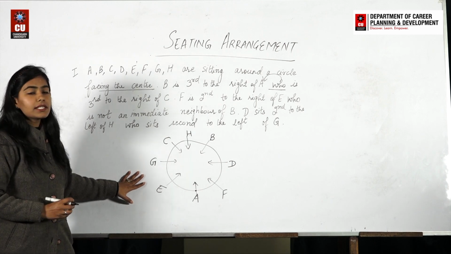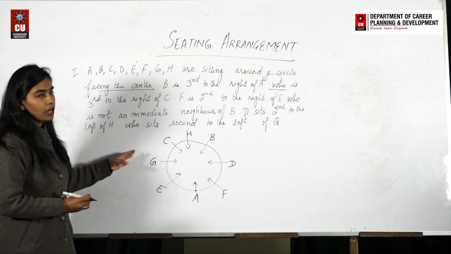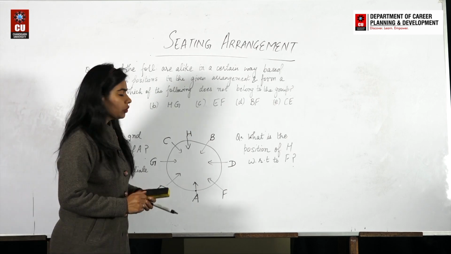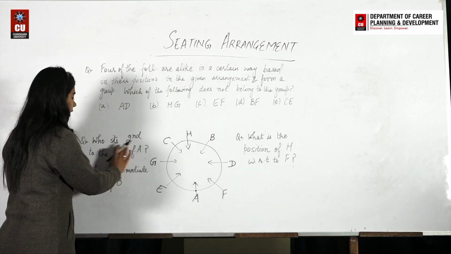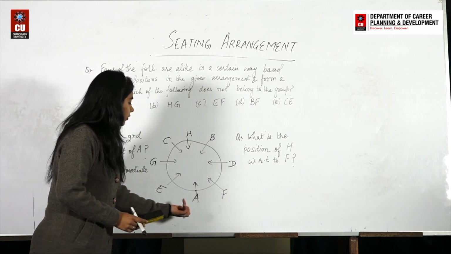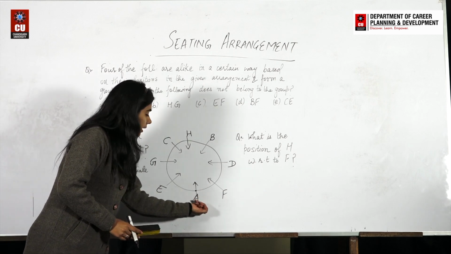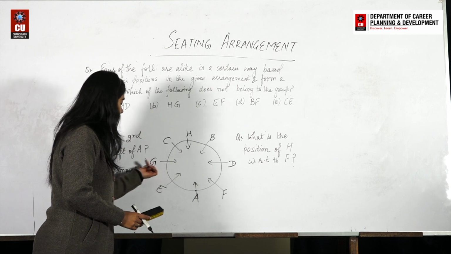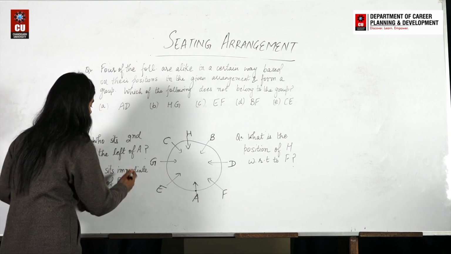Now we will discuss some questions regarding the same. Now the first question is, who sits second to the left of A? A is here, left side is here. Who is sitting second to the left? That is G.